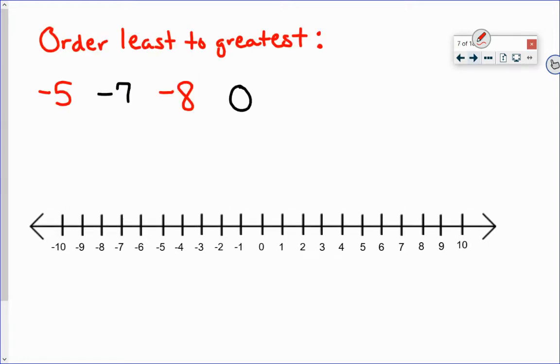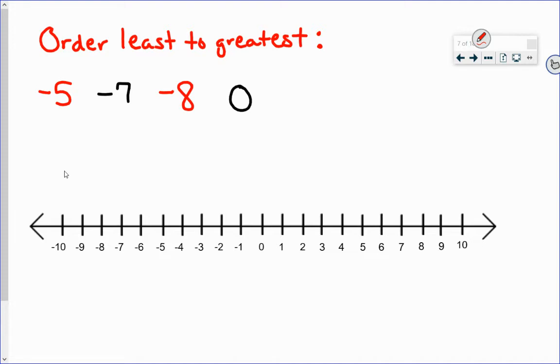All right, let's put these integers in order from least to greatest. Again, if they're least to greatest, they're going to go this way in order on a number line. All right, so which one would come first? Well, which one is furthest away from 0? Because we have 3 negatives and we have 0. We have no positive numbers. If there were positive numbers, they would be the greatest numbers. But since all we have is negatives and 0, negatives have to come first.